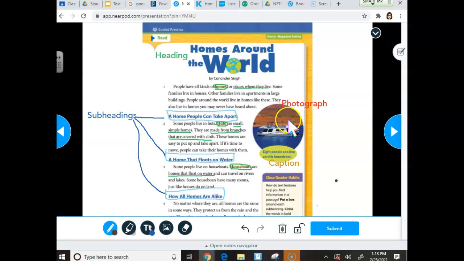All right, they used a photograph and had a caption with it. And we had bold print in here. And we could figure out the meaning of every one of these words based on our context clues. We could use those to help us in there. All right, now we had some questions to answer.